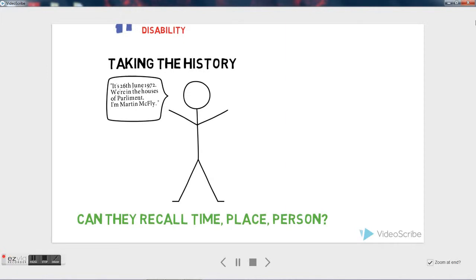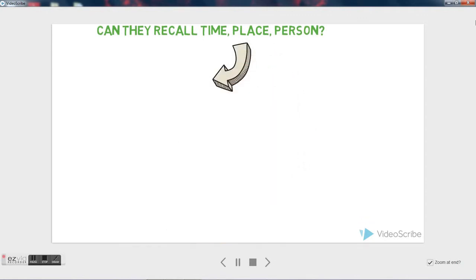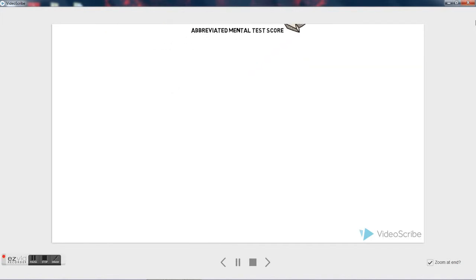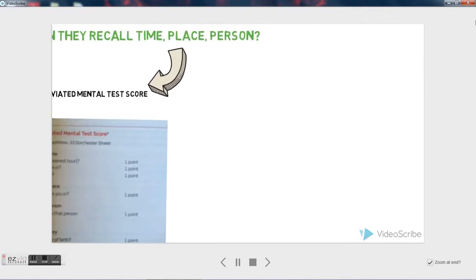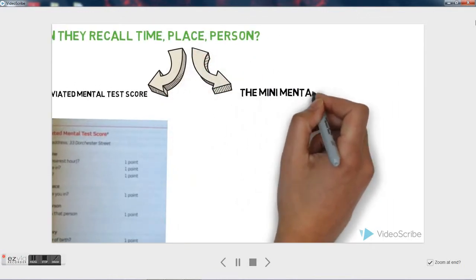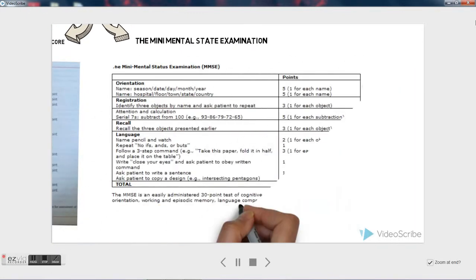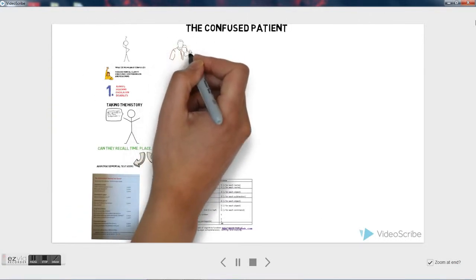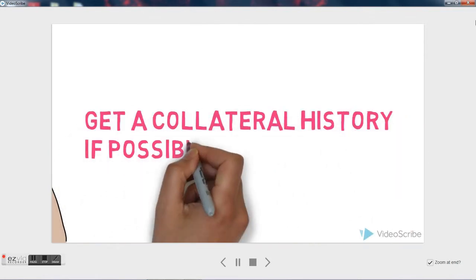If you want to investigate their confusion more in depth, there are a few tools which you can use. These include the abbreviated mental test score, and the mini mental state examination to quantify the levels of confusion. After doing this, it may seem wise to try and get a collateral historian to support the patient's account of their illness.